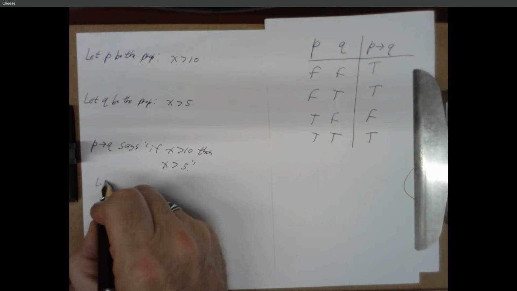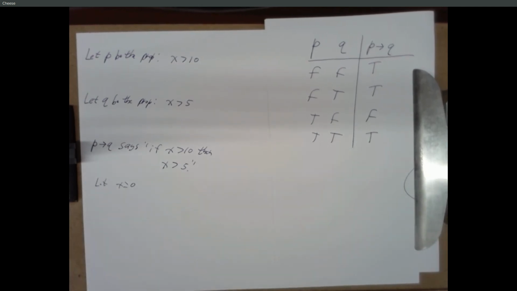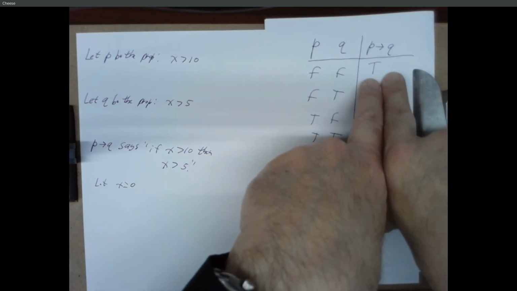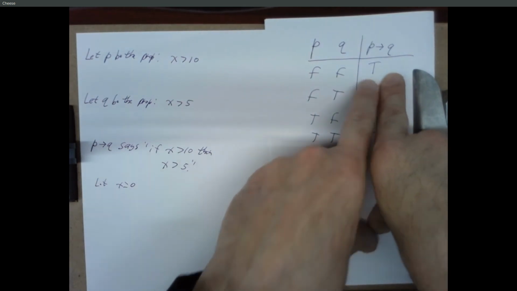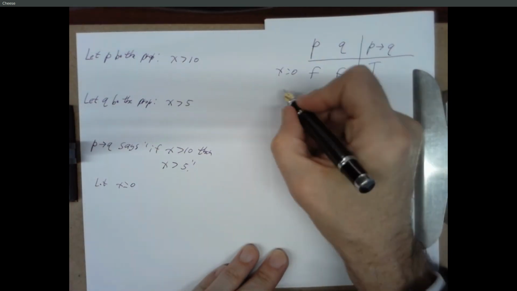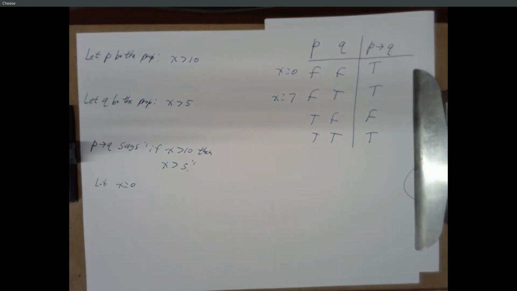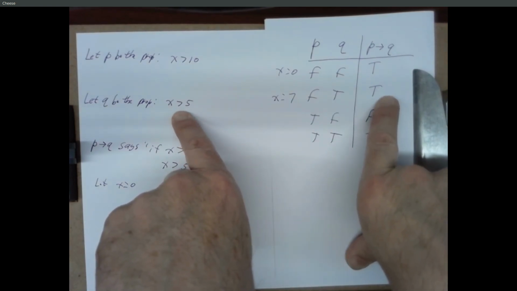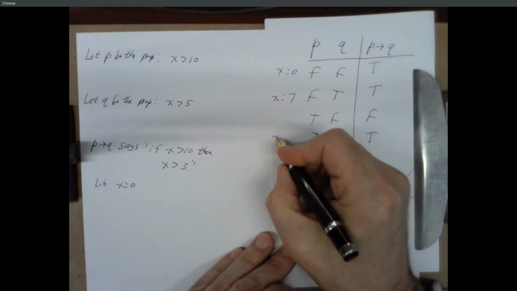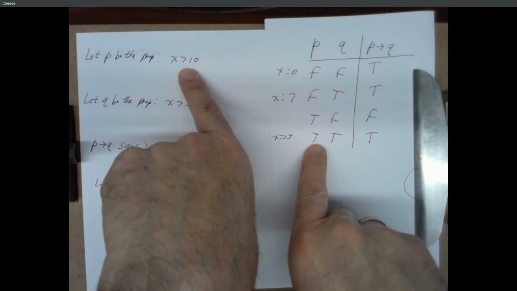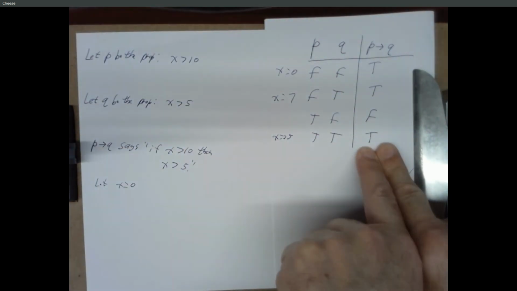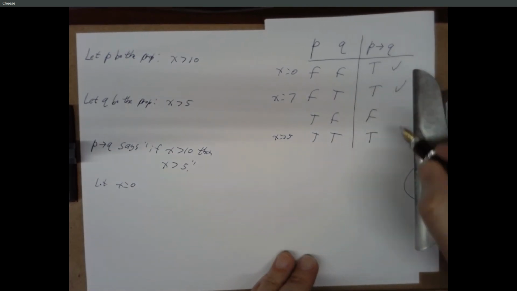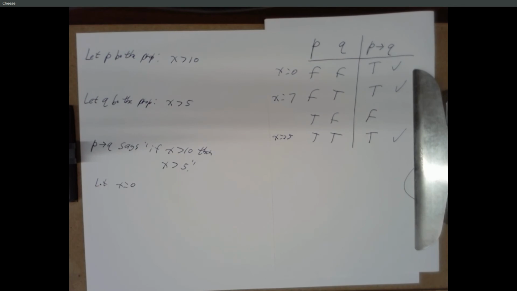Now suppose I let x equal 0. Is x bigger than 10? Is x bigger than 5? So P and Q are both false, but P arrow Q is still true. And if I let x equal 7, it's not bigger than 10, so P is false. It's bigger than 5, so Q is true, and P arrow Q is true. And if I let x equal 25, it's bigger than 10, so P is true. It's bigger than 5, so Q is true, and P arrow Q is still true. So those particular propositions at least give you a case where these three rows might feel a little more plausible.